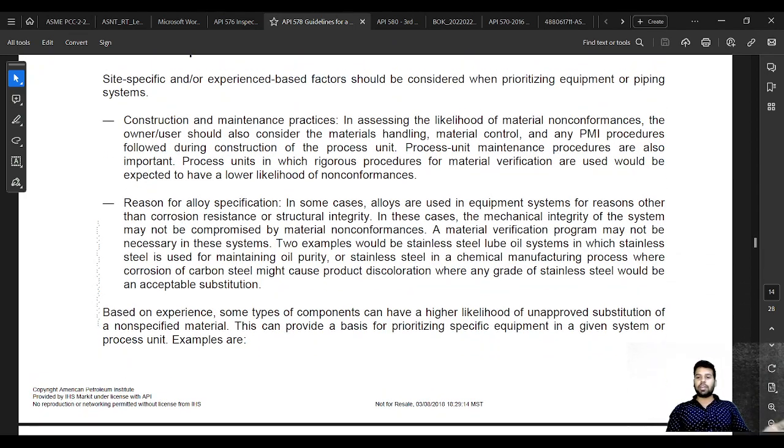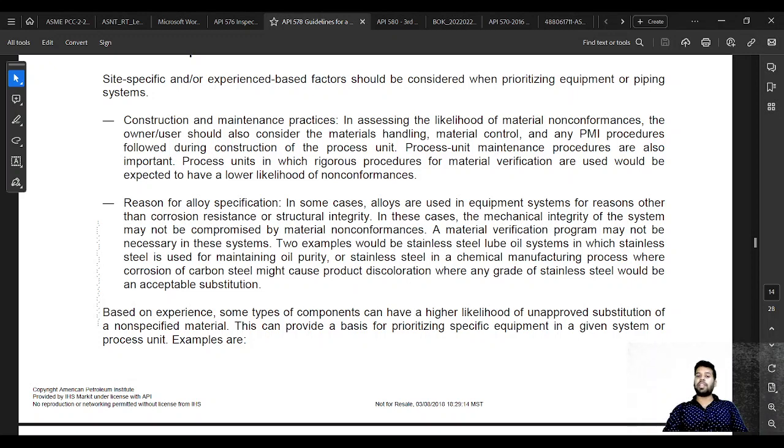So site-specific factors would be construction and maintenance practices. In assessing the likelihood of material non-conformances, the owner user should also consider material handling, material control, and any PMI procedures followed during the construction of the process unit. Process unit maintenance procedures are also important. Process units in which rigorous procedures for material verification are used would be expected to have a lower likelihood of non-conformances. So basically, how was the construction or maintenance practice when the original construction was done?